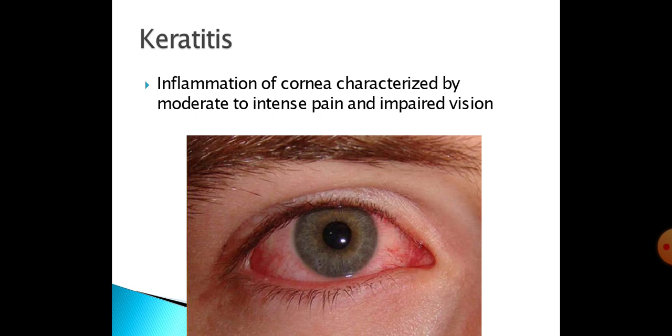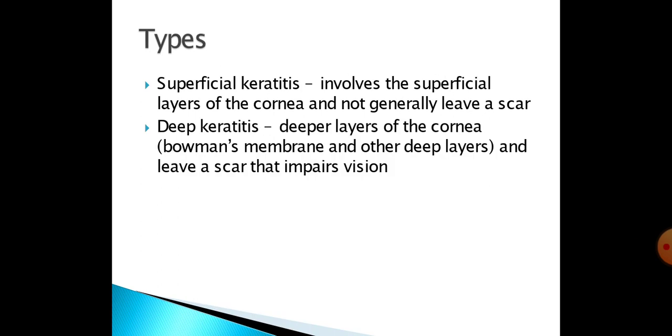So what is keratitis? It is an inflammation of the cornea characterized by moderate to increased pain and impaired vision. Next we will see the types of keratitis.